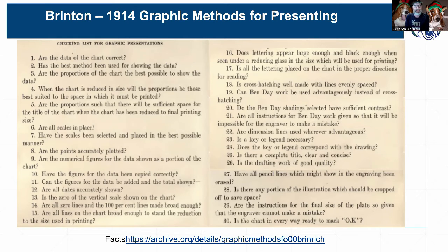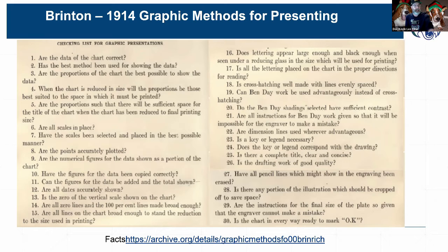Brinton was doing this with charts in 1914. Are your proportions right? When you reduce the size and you put it on that mobile phone, is it gonna work? Brinton foresaw mobile phones back in 1914. If we reduce it, are those proportions gonna be correct? Will it look right? Will it be able to tell people what we want them to see?